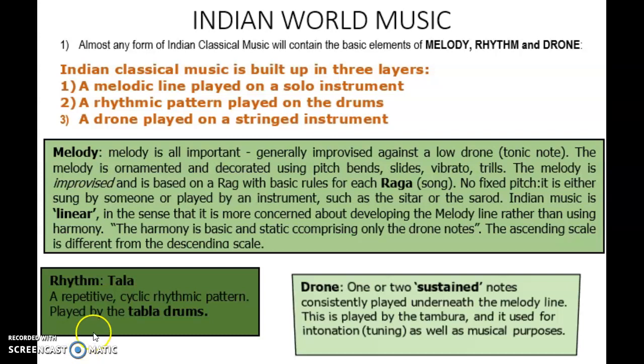So the rhythm, the tala, is repetitive and it's played by the tabla drums. And the drone has one or two sustained notes consistently played underneath the melody line. This is played by the tambura and is used for intonation, tuning, as well as musical purposes. So you can stop the video here and just go through everything that is written there.